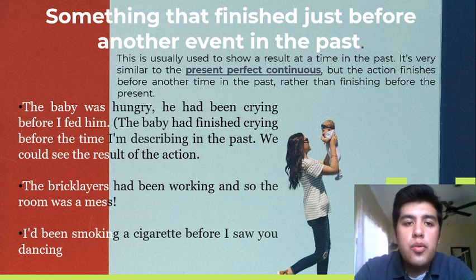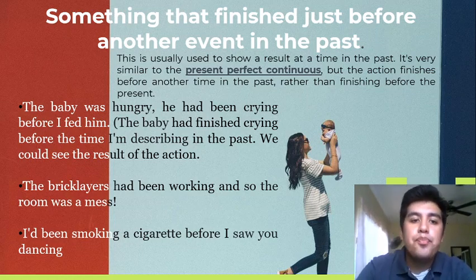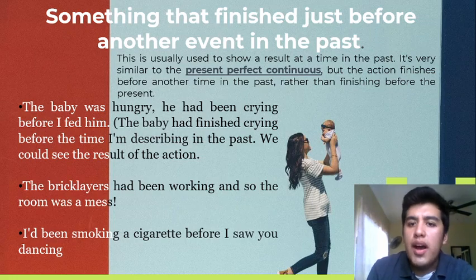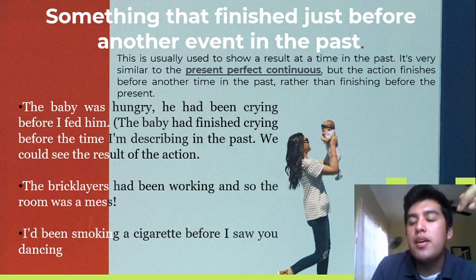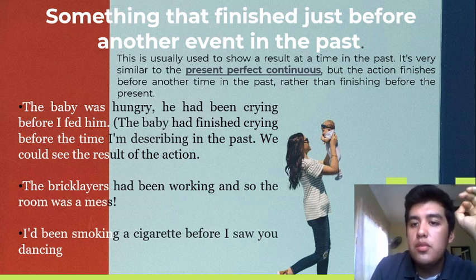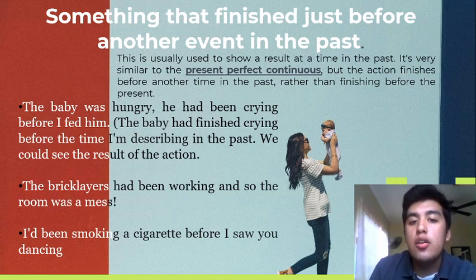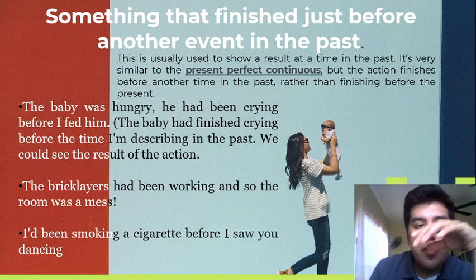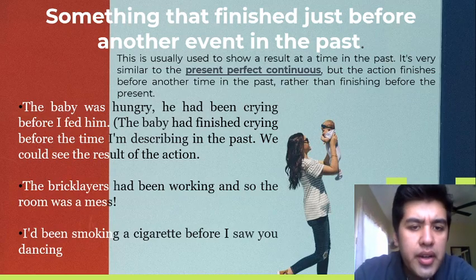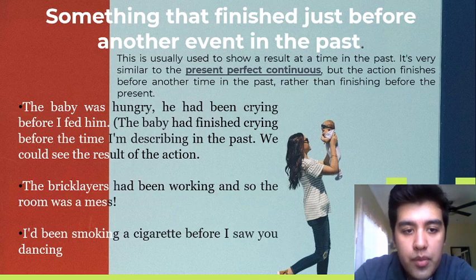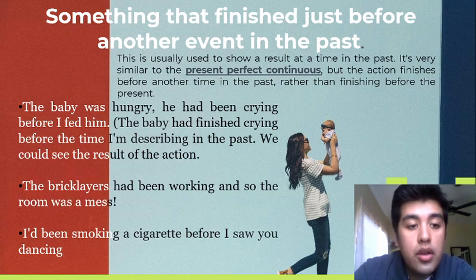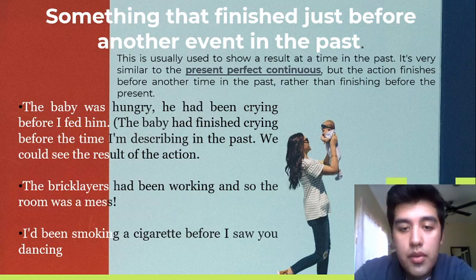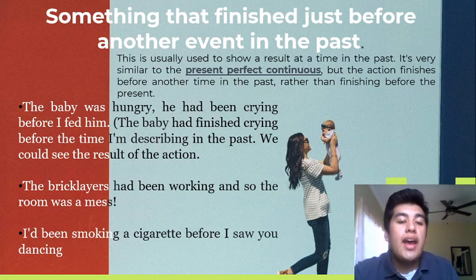Something that finished just before another event in the past. This is usually used to show a result at a time in the past. It's very similar to the present perfect continuous, but the action finished before another time in the past rather than finishing before the present. For example, the baby was hungry. He had been crying before I fed him. The baby had finished crying before the time I'm describing in the past. We could see the result of the action. You see? That's why. We're describing an action that happened before another action happened.